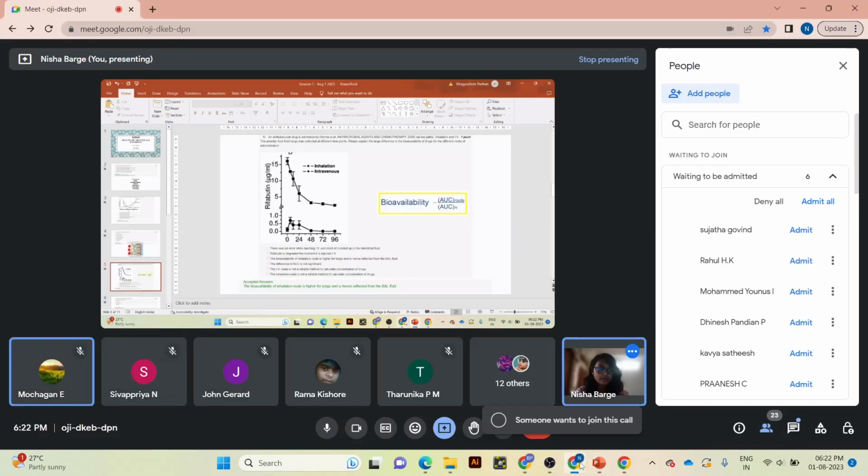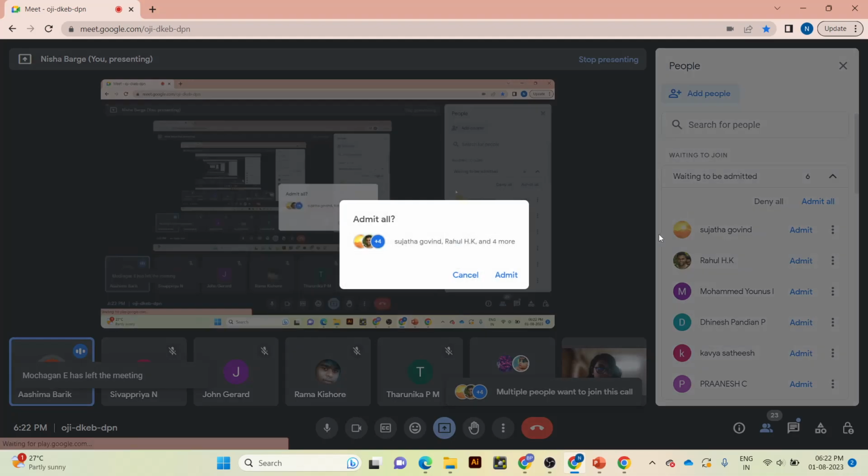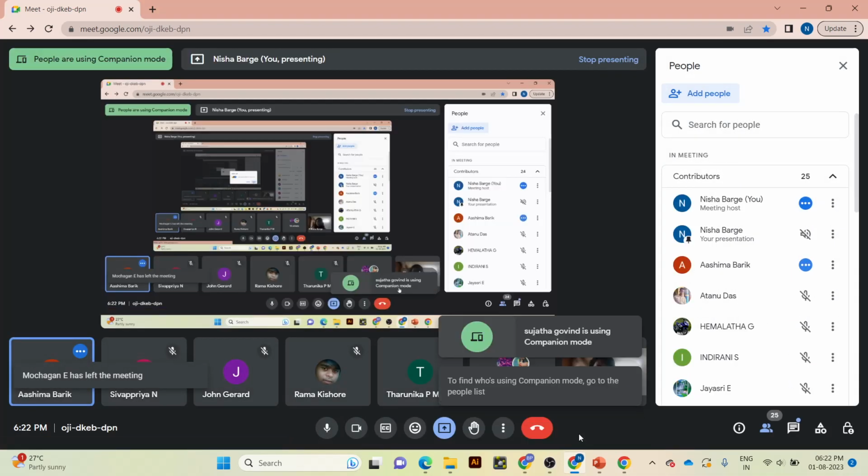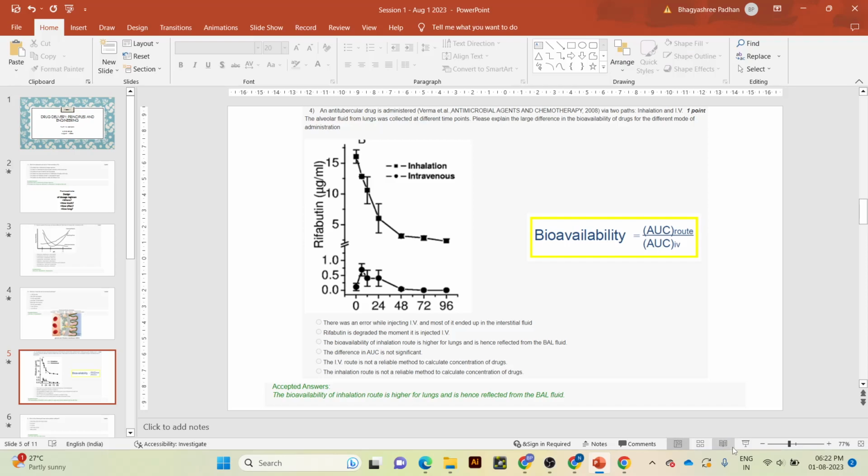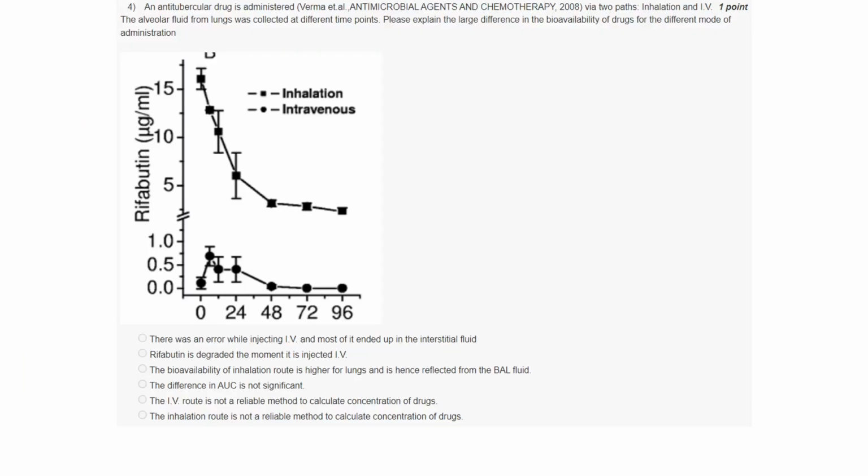Ma'am, I have a doubt regarding the graph. In the IV route, before reaching the peak, there's a line going from zero to the peak. Yes. And in the lungs route, the inhalation route, there's no slope going from zero to peak. Right. Why is that so?